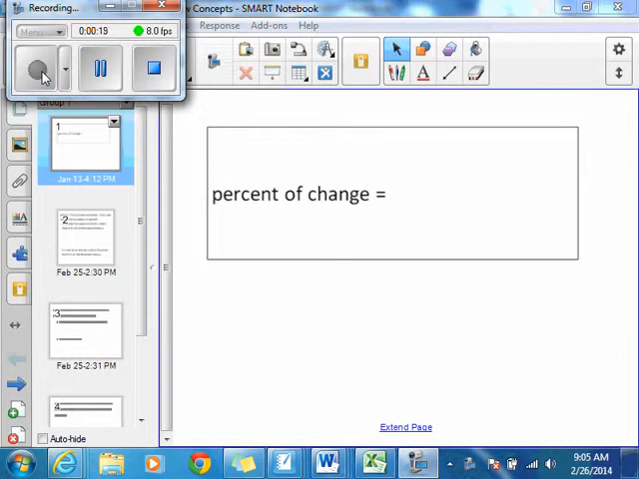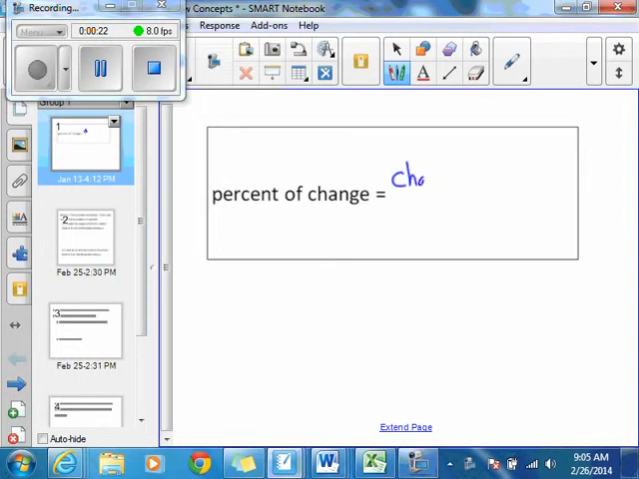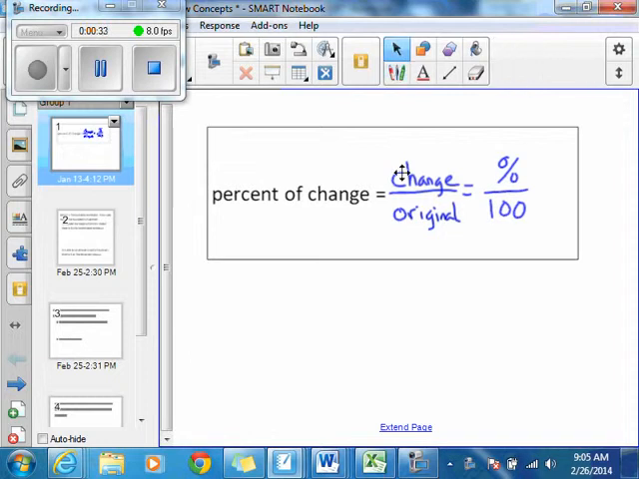The formula for percent of change, if you forgot, is change over original equals percent over 100. So I'll give you a moment to write that down. Change over original equals percent over 100.